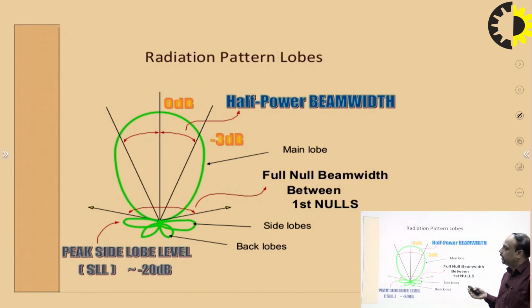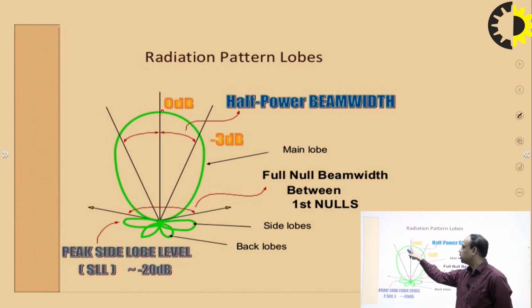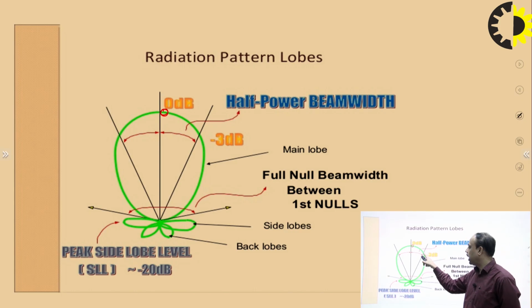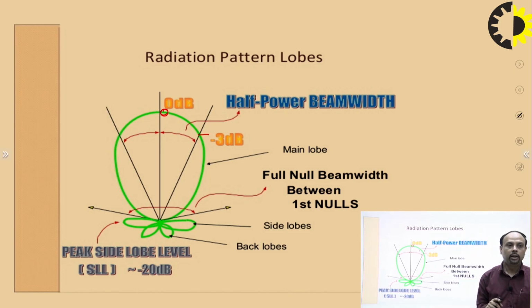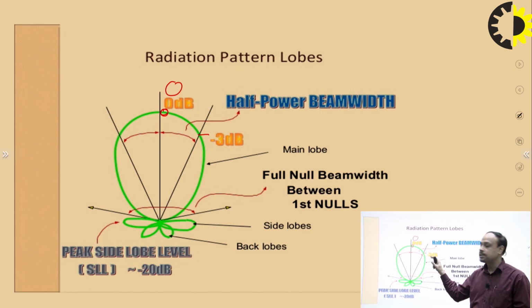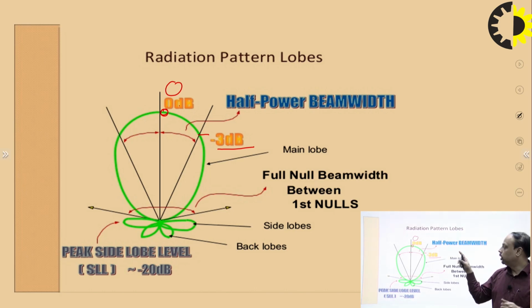Now, if we cut this 3D radiation pattern into 2D, the scenario looks like this. This is the 0 dB maximum distance, and this is the minus 3 dB point. The minus 3 dB point is the point where the power becomes half of the center power. So if the power here is 1 watt, at this point the power becomes 1 by 2 watt. So we convert this 1 by 2 watt into the dB scale. For 1 it is 0 dB, and for 1 by 2 it is minus 3 dB compared to the 0 dB.